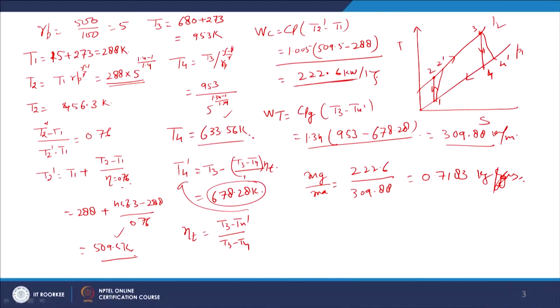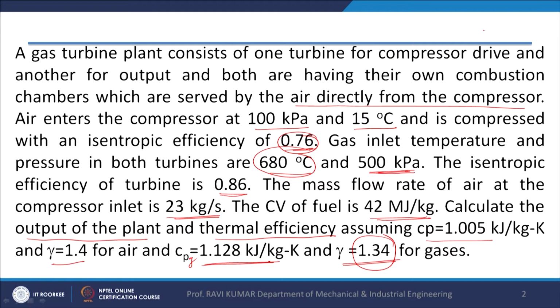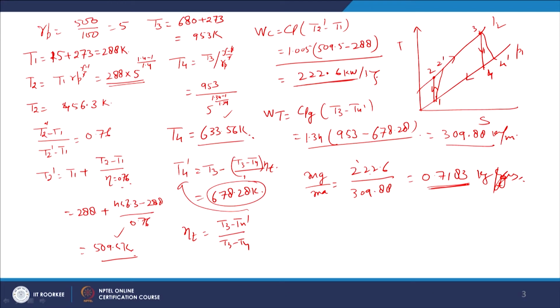Now if you multiply this by this one, you will get this one. So the mass flow rate of the gas has to be this much, and if you multiply it by 309, you are going to get this much energy required. 1 kg of air is entering from here. Now what is the quantity of gas which is available at state 3? Here there is a correction: the Cp of gas is 1.128, and this 1.34 is gamma.